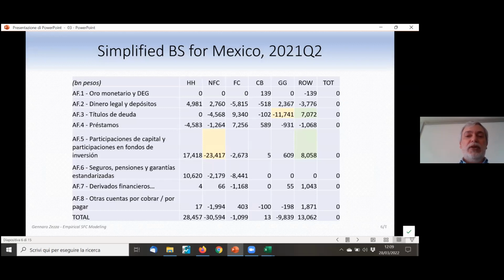In my room, a couple of weeks ago, I prepared this table in this way. And here we look at the largest figures. The largest figures are for debt, títulos de deuda, which are the main liability of the government. And these are held by domestic financial institutions, but also by the rest of the world. And we also notice that the non-financial corporations have a large debt, which is presumably held by foreigners. So these are important issues that we will want to address.